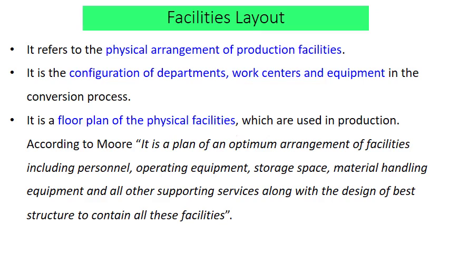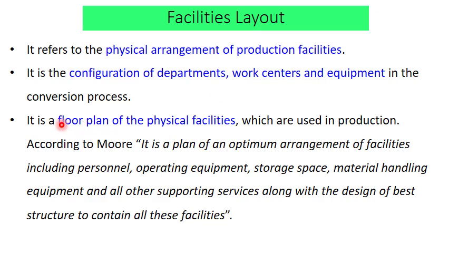Facility layout refers to the physical arrangement of the production facility. In short, the arrangement of all resources within the company, or we can say the locations of each facility within the backyard, within the compound of the firm. It is the configurations of departments, including work centers, equipment, even the employees in the conversion process. That means the arrangement or the configurations of all resources engaged in the process of conversion.